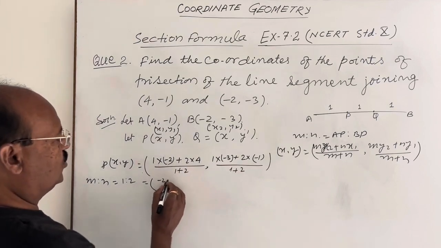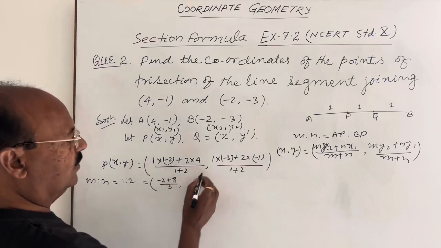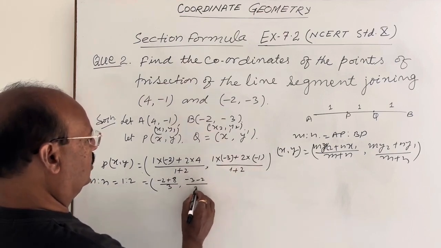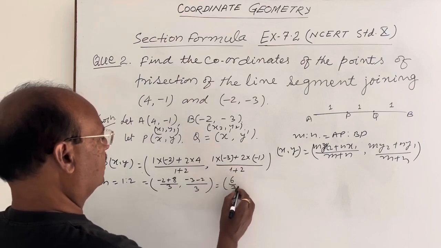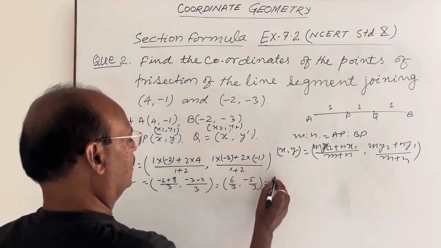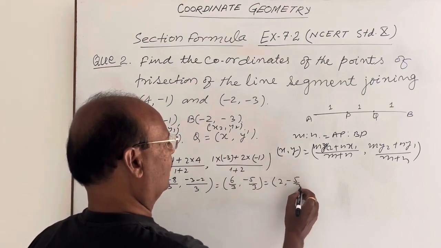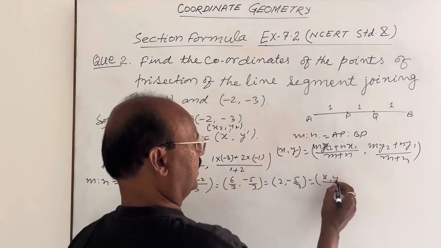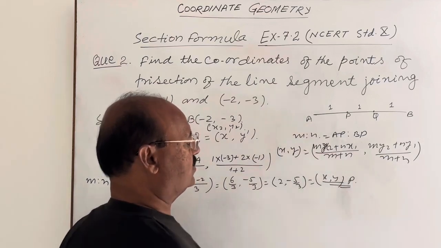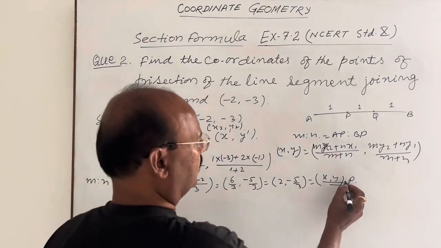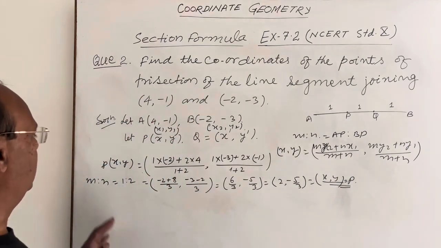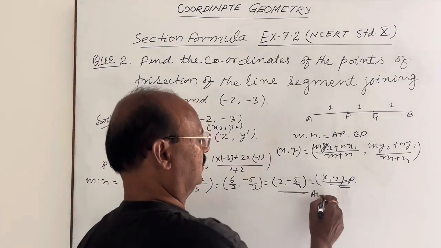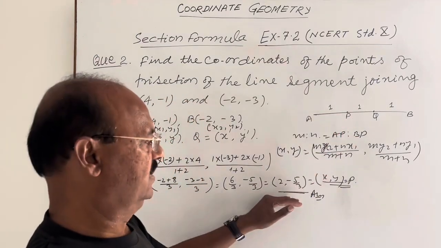-2 plus 8 divided by 3, and -3 minus 2 divided by 3. This is equal to 6 by 3, and this is minus 5 by 3. So this is equal to 2 and minus 5 by 3. This is the value of the x and y coordinates of the point P here, the first point. Correct? This is point P. Okay, this is the coordinates of the first point P. So this is the answer.